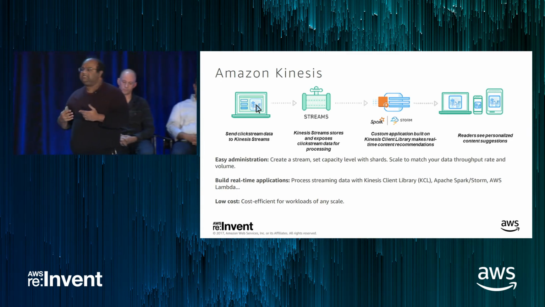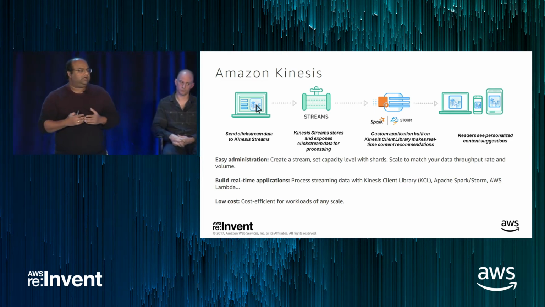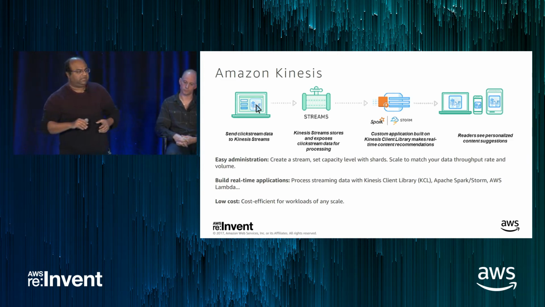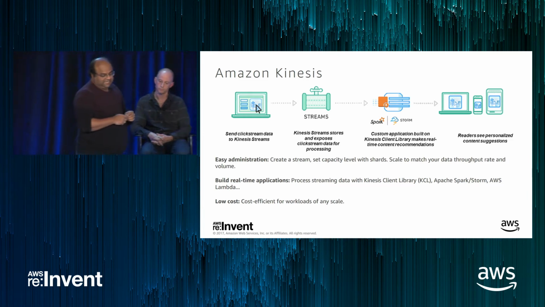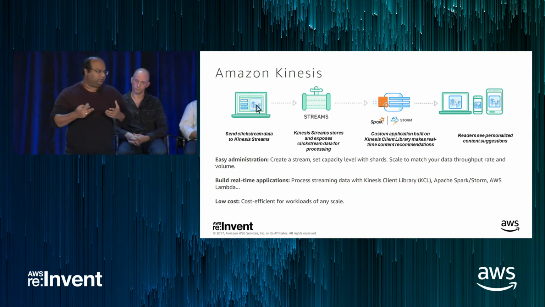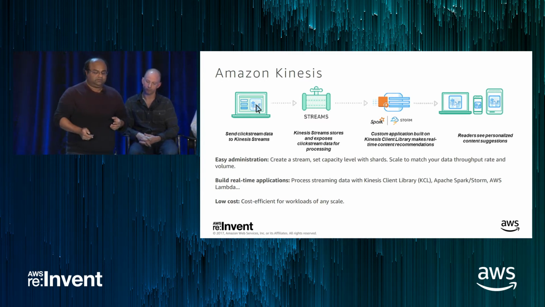Kinesis has this concept called shards. In a shard, the throughput is that your input can be 1 megabyte per second, and your output rate can be 2 megabytes per second. And if your throughput is much more than what you need, you can increase or lower the number of shards. With that, you can adjust and scale to the throughput that you need.